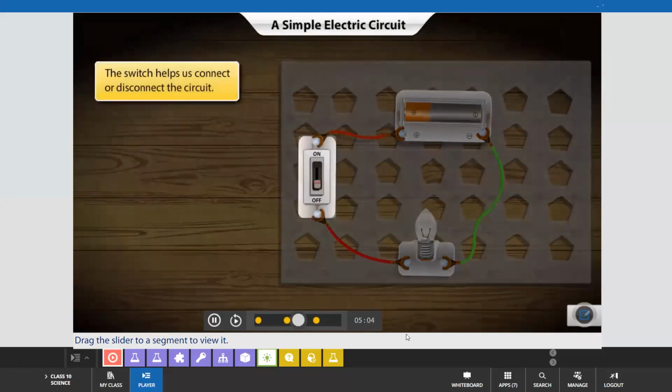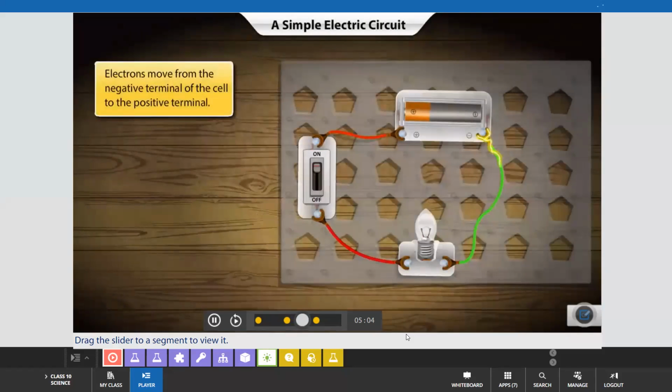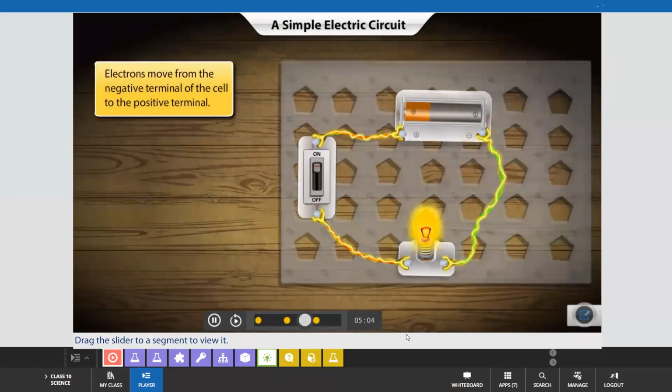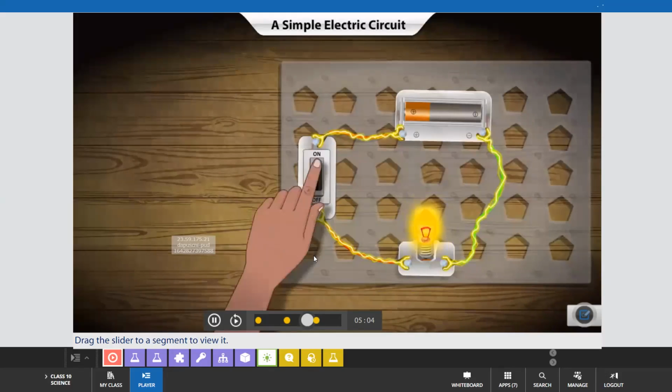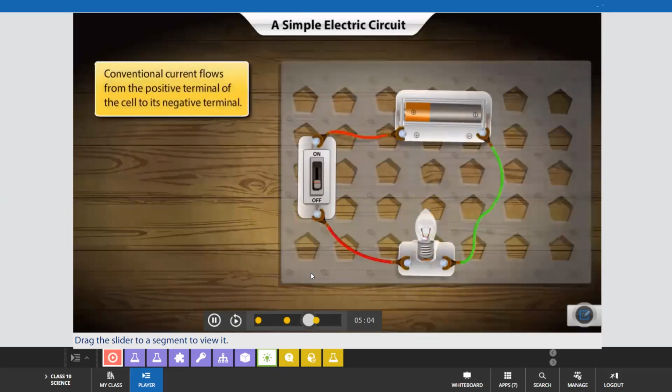The switch helps us connect or disconnect the circuit anytime we want. Let's switch on the light and see what happens. Notice how electrons move out from the negative terminal of the cell, travel through the entire circuit, and come to the positive terminal. And now, see how conventional current flows in the opposite direction.